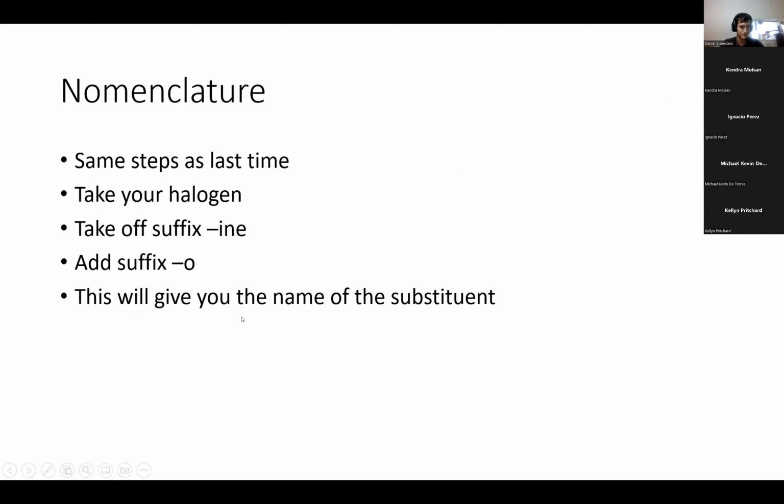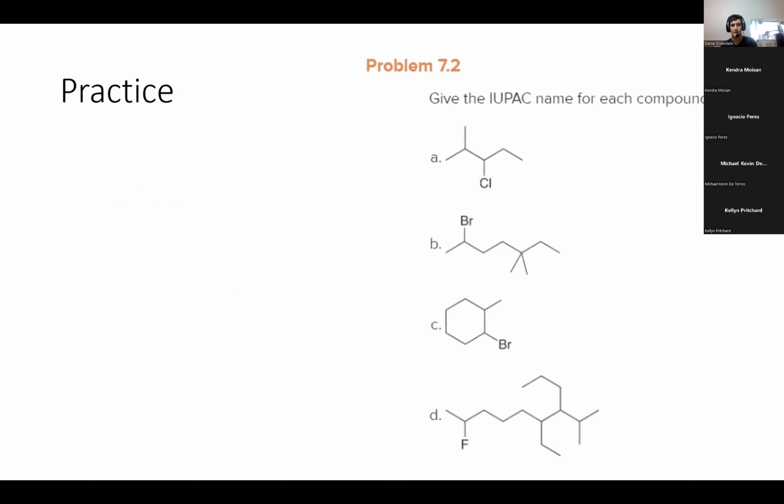Okay, so nomenclature. Say we have chlorine as a substituent. We're going to take chlorine, take away the -ine, and add -o. So chlorine became chloro. All right. Then we're going to number it, throw it in with the other substituents, and then give it a name. Okay.